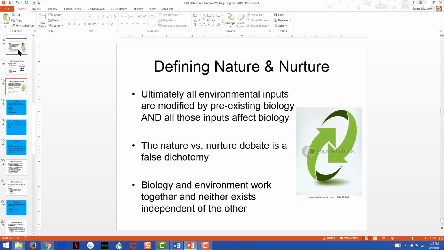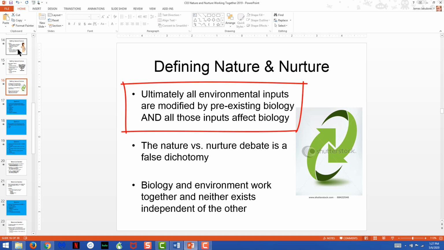Ultimately, what you see is that all of the environmental inputs that you experience are modified by your pre-existing biology, and all of those inputs also affect biology, so that there is a constant exchange between environment and biology. And this may seem rather odd, but we're going to run through some specific examples in the coming slides. But what is important to grasp at this point is that your genes and the biochemical activity of your body can be modified by select environmental circumstances, which means that your biology is susceptible to environmental change. And it's also true that the environmental experiences that you come across are actually modified by your pre-existing biology.